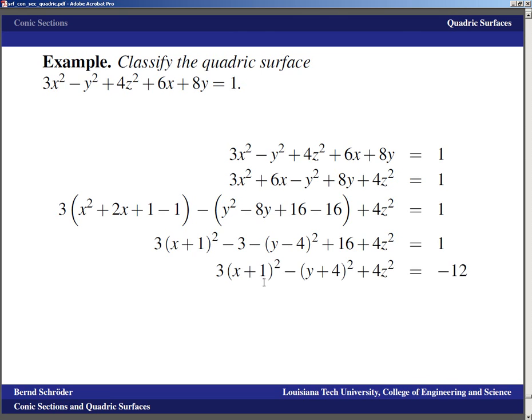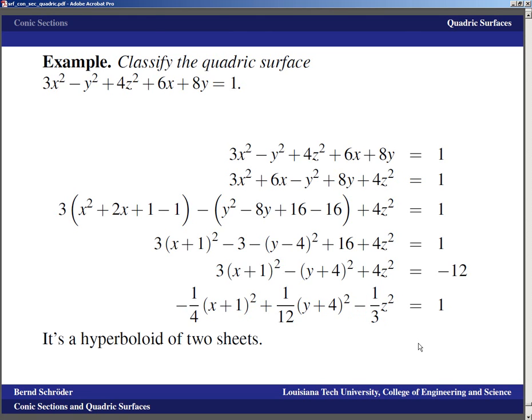So we have 3 times x plus 1 quantity squared minus y plus 4 quantity squared plus 4z squared equals negative 12, and we divide by negative 12, and that gives us minus 1/4 x plus 1 quantity squared plus 1/12 y plus 4 quantity squared minus 1/3 z squared equals 1. And that actually, because we have 2 negative signs, is a hyperboloid of 2 sheets.